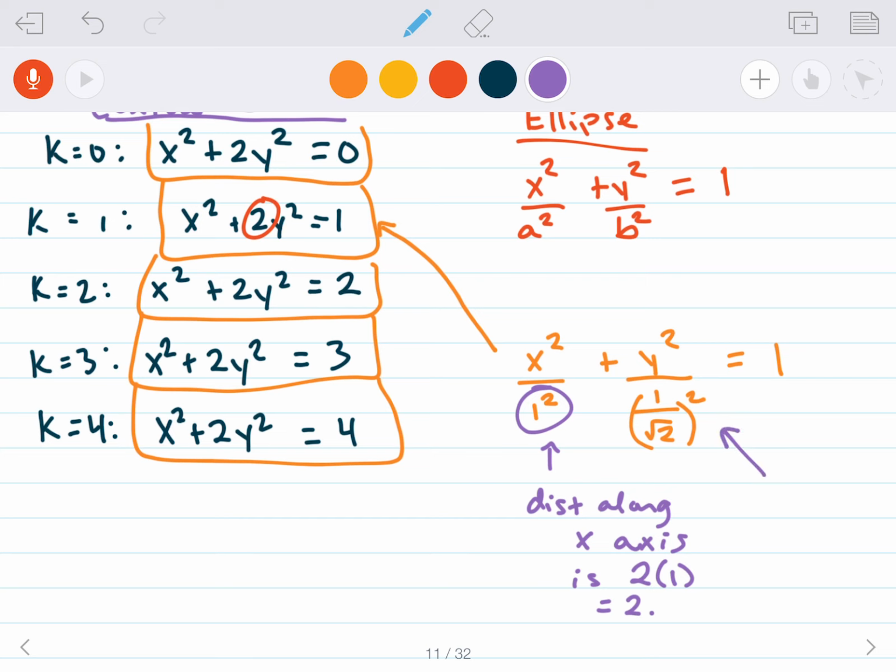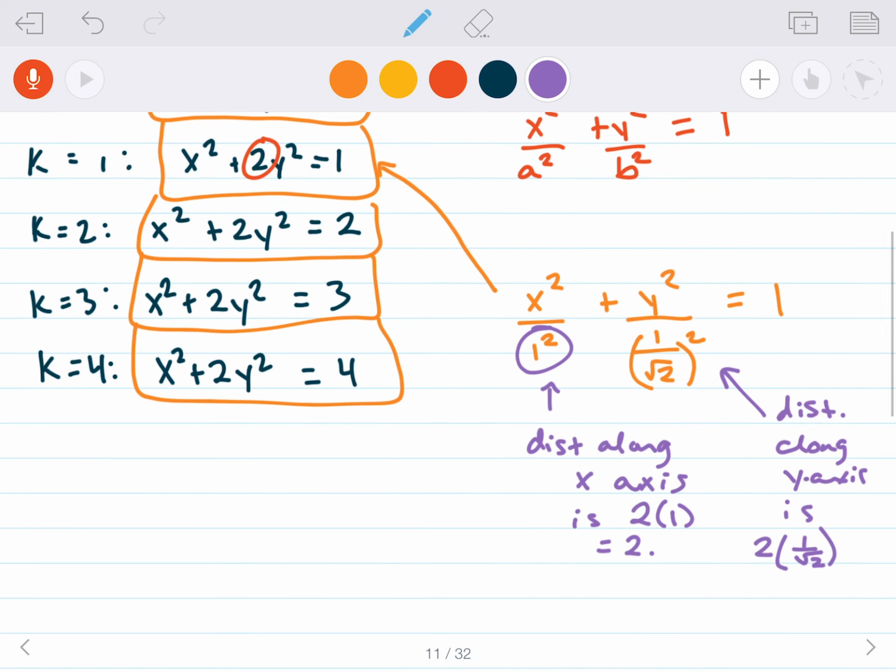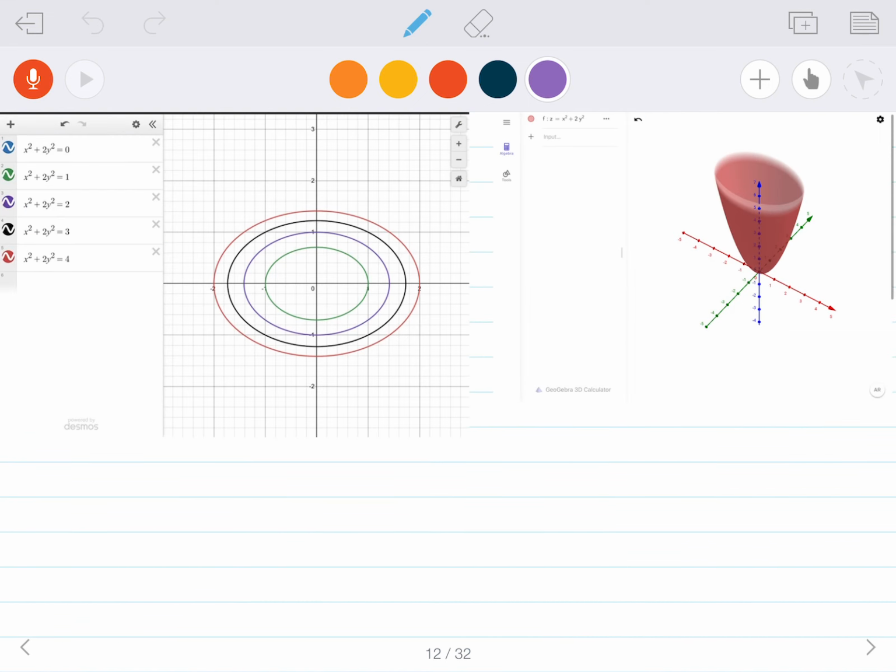And this tells me that the distance along the y-axis is 2 times 1 over root 2, which is approximately, let's see, approximately 1.4. Now let's go ahead and take a look at our contour lines in Desmos.